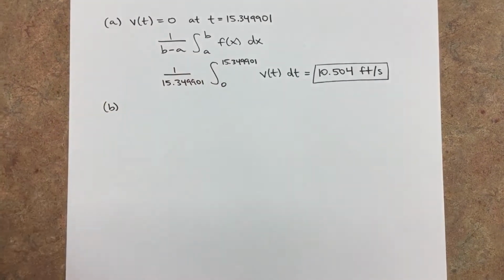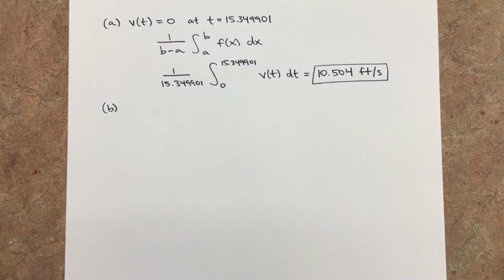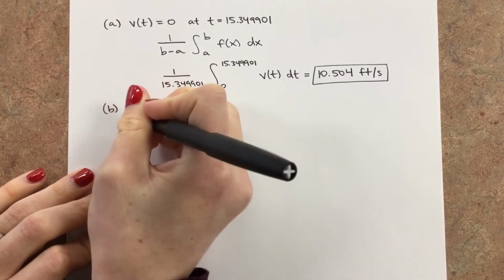Letter B. At time t equals 30, how far is Diego from his position at t equals 0? Notice they don't tell us what that position is, which is fine. We don't need to know it. We just need to know his displacement, which is how far he moved. So your displacement is always the integral of velocity.